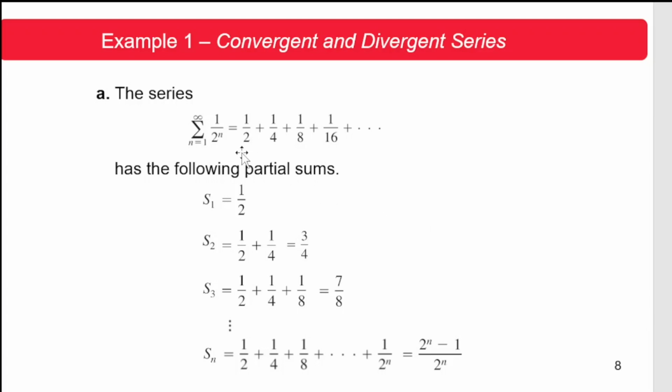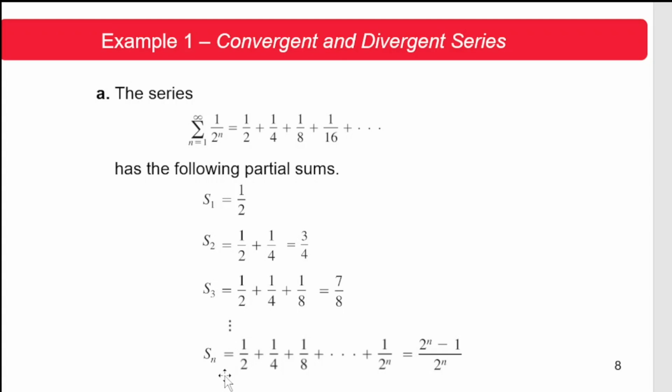As an example, the series summation of 1 over 2 to the n, where n is from 1 to infinity, has the following partial sums. S sub 1 is the first term of the infinite series. S sub 2 is the sum of the first two terms, so you have 1 half plus 1 fourth, which is equal to 3 fourths. S sub 3 is the sum of the first three terms, so you have 1 half plus 1 fourth plus 1 over 8, and when simplified, is equal to 7 over 8.